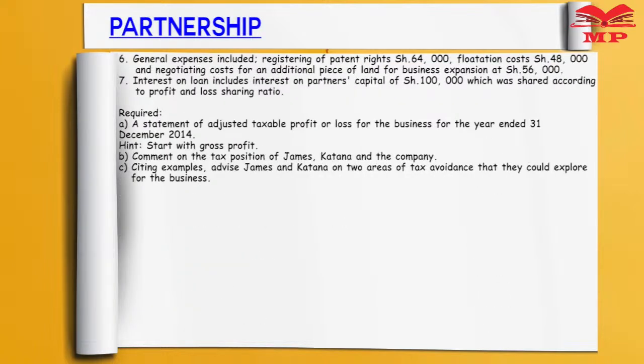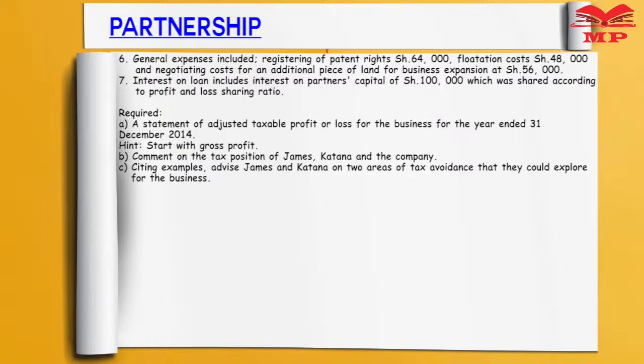Number 6, general expenses included registering of patent rights 64,000, flotation costs of 48,000, and negotiating costs for an additional piece of land for business expansion at 56,000. Number 7, interest on loan includes interest on partner's capital of shillings 100,000, which was shared according to the profit and loss sharing ratio. Required: 1, a statement of adjusted taxable profit or loss for the business for the year ending 31st December 2014. Hint, start with gross profit. B, comment on the tax position of James, Katana and the company. C, citing examples, advise James and Katana on two areas of tax avoidance that they could explore for the business.